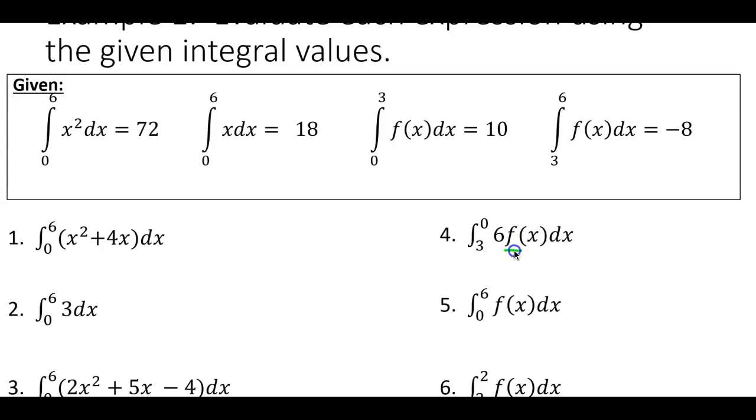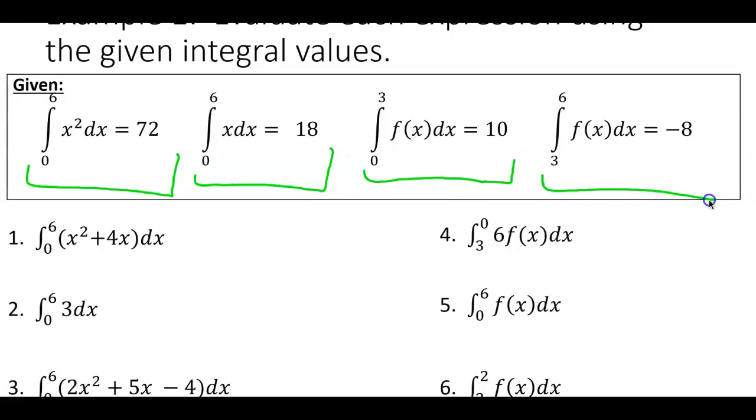And in fact, there'll be some where I don't even tell you what the function is. So on those, you actually have to use the properties. You can't just evaluate it using old school methods. So here's the deal. I'm telling you what some of these integrals are already. So the integral of x squared from 0 to 6 is 72. And I'm telling you the integral of x from 0 to 6 is 18. I'm telling you the integral of f from 0 to 3 is 10, and the integral of f from 3 to 6 is -8. And then I'm asking you to use those facts up there plus the properties we've learned to figure out what's up with this.